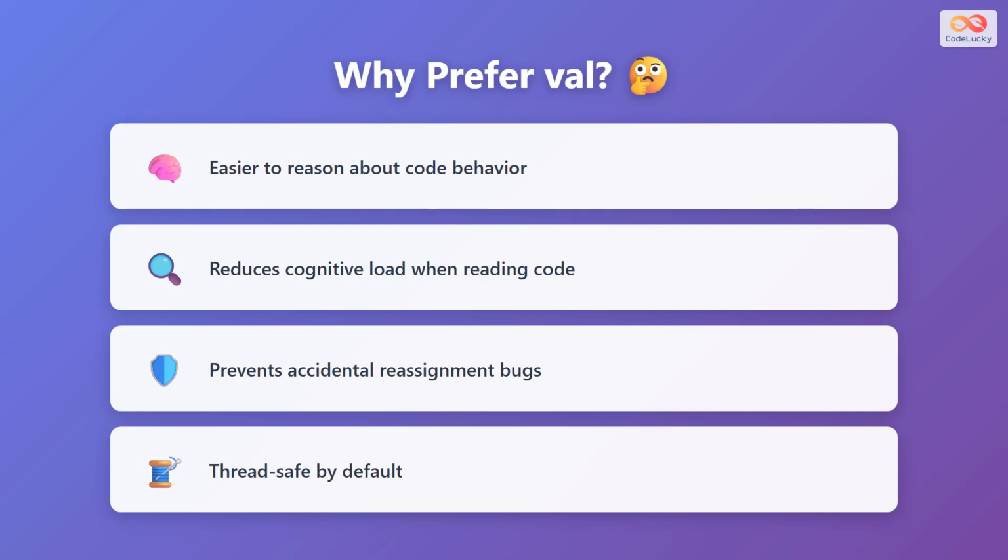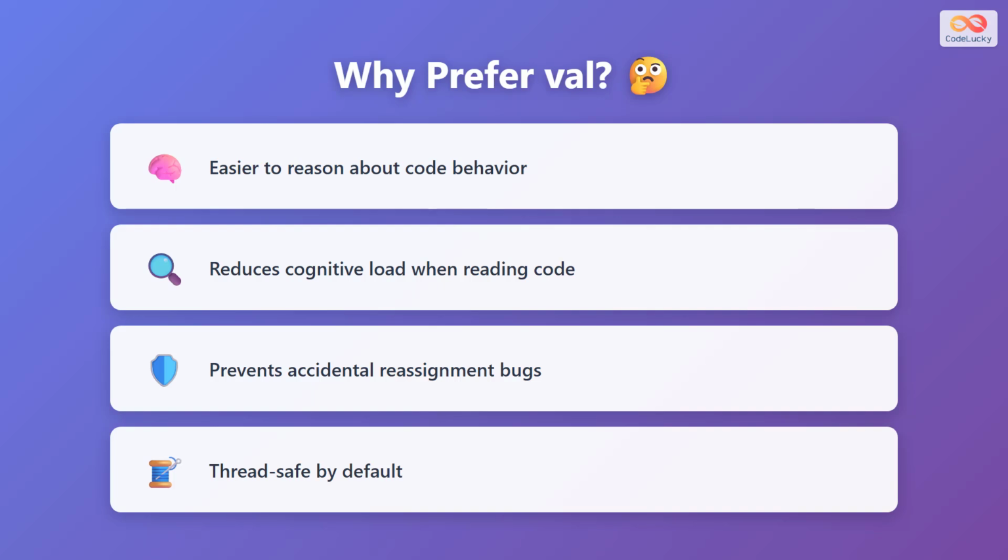So why should you prefer val over var? There are 4 major benefits. First, code with val is easier to reason about. When you see a val declaration, you immediately know that the value won't change, reducing mental complexity. Second, it reduces cognitive load when reading code. You don't need to track how a variable might change throughout the program, making code comprehension much simpler.